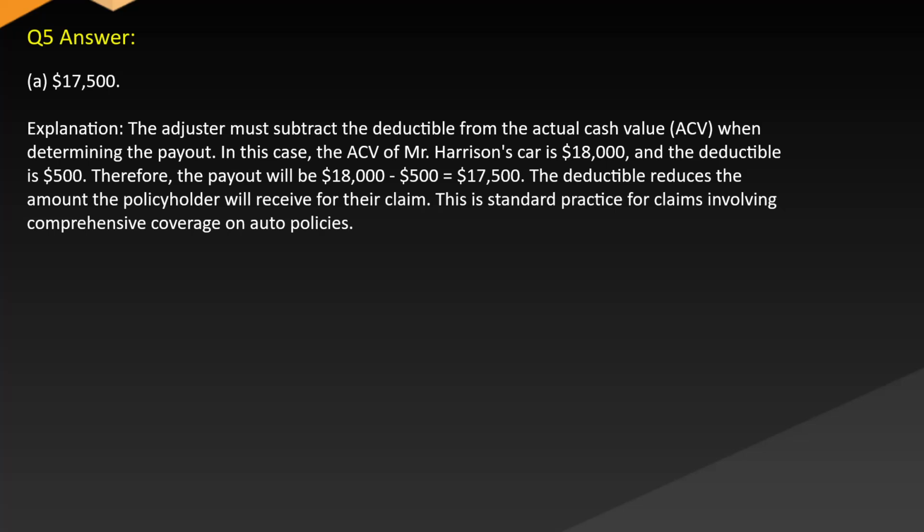$17,500. Explanation: the adjuster must subtract the deductible from the actual cash value (ACV) when determining the payout. In this case, the ACV of Mr. Harrison's car is $18,000 and the deductible is $500. Therefore, the payout will be $18,000 minus $500, which equals $17,500. The deductible reduces the amount the policyholder will receive for their claim. This is standard practice for claims involving comprehensive coverage on auto policies.